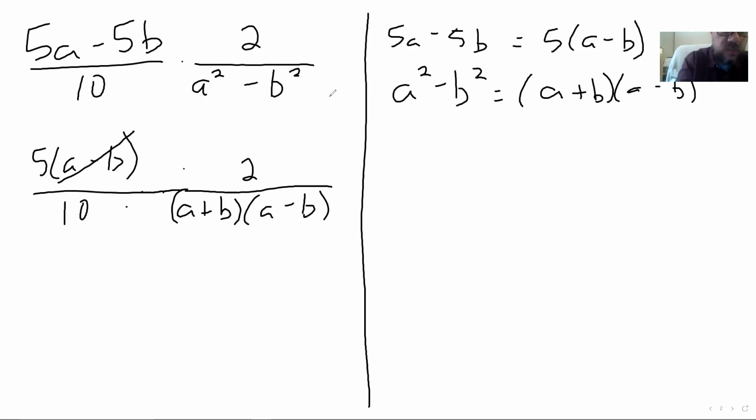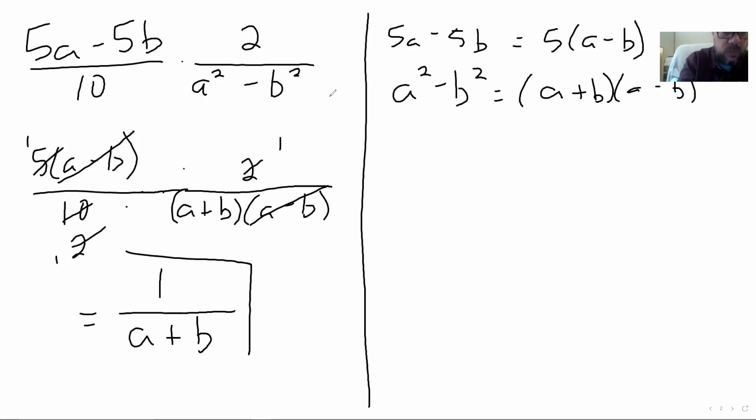So things that cancel: the a minus b's cancel, 5 cancels with 10, leaving a 1 here and a 2 there, and this 2 cancels with that 2, leaving a 1 here and a 1 there. So the only thing left is 1 in the top and a plus b in the bottom. And I'm done. So notice, once everything was factored, it's basically free. You literally just cross everything out and then you're good to go.